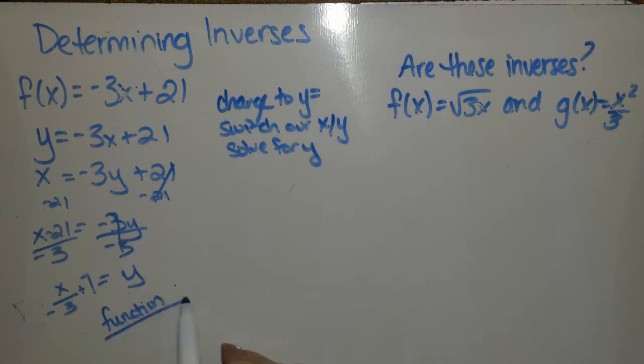To be a function, remember the vertical line test. You can't have two y values to one x. So if I put an x value in, will I get a single y value?